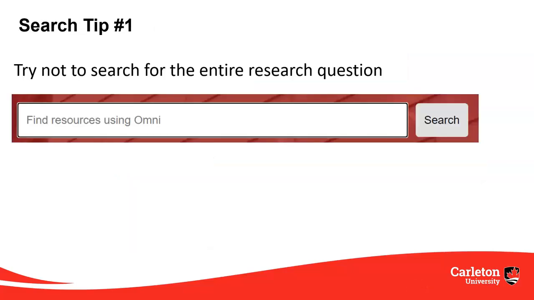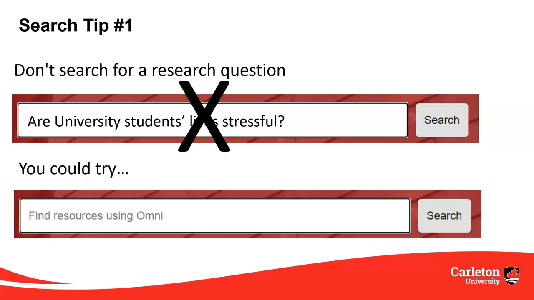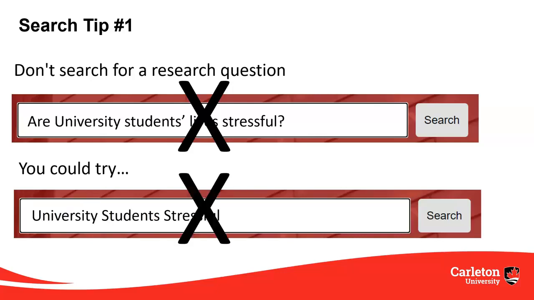Our first tip: try not to search for the entire research question like you would in Google. Instead, focus on the most important keywords or phrases. You'll find that in many cases, these tend to be the nouns. For example, I have the following question: are university students' lives stressful? I wouldn't actually search for this whole phrase. In this case, I could use search words university students and stressful. But that looks a little weird and probably doesn't work that well. That's why most databases allow you to use multiple operators or special characters to make your search more precise.